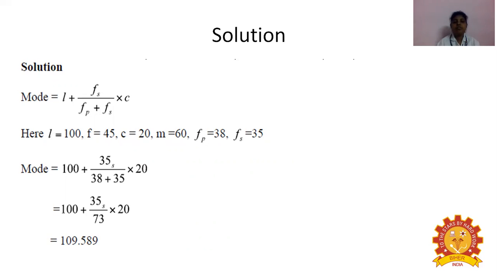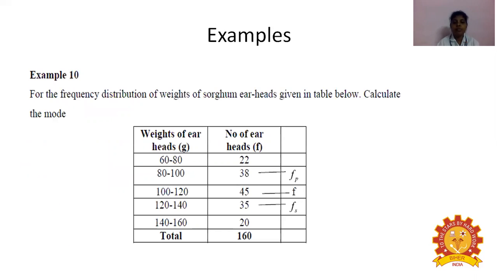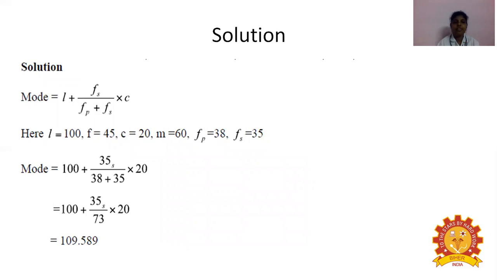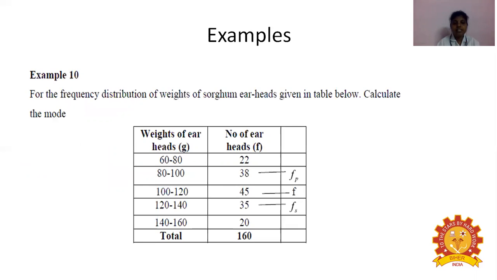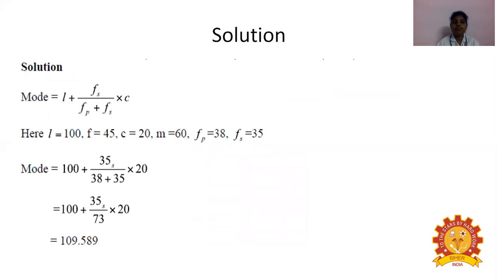F is 45, the highest frequency in the problem. Next, C is 20. The length of the class interval is 20. Each class interval length is 20: 60 to 80 is 20, 80 to 100 is 20, 100 to 120 length is 20, 120 to 140 length is 20. Finally, 140 to 160 length is 20 also.